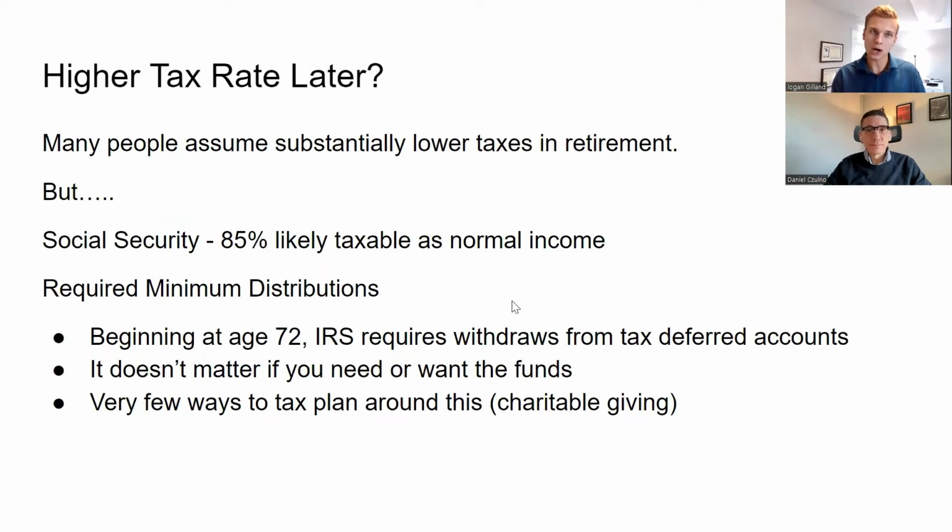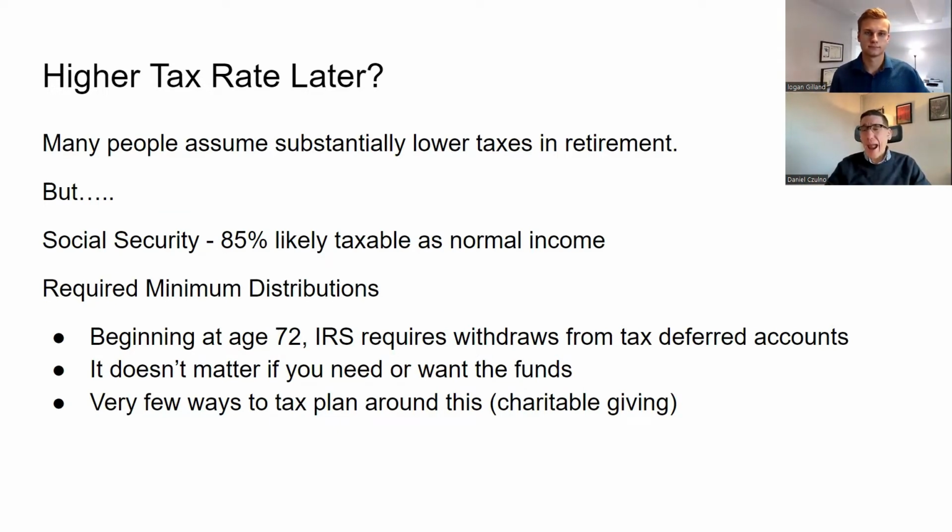So, all right, Daniel, walk us through this. Walk us through kind of Social Security, the required minimum distributions. I know you just mentioned this. Is there anything else you want to mention on this slide about it? Yeah, so we touched on it a little bit, right? Most people are going to assume substantially lower taxes in retirement, but the factors that go into that simply not being the case is the fact that you're going to start earning Social Security. And for most of our clients, 85% of that is going to be taxable.